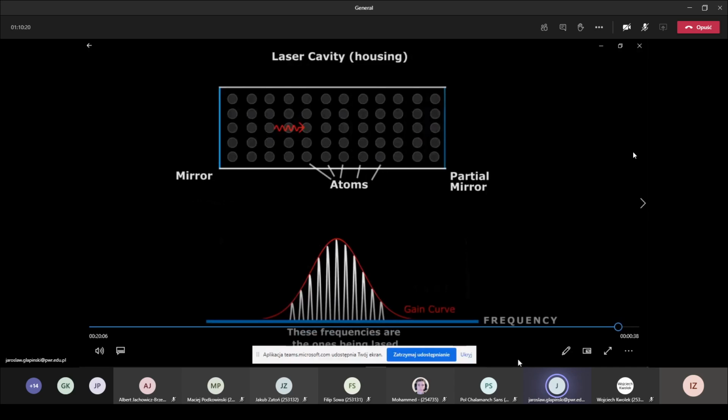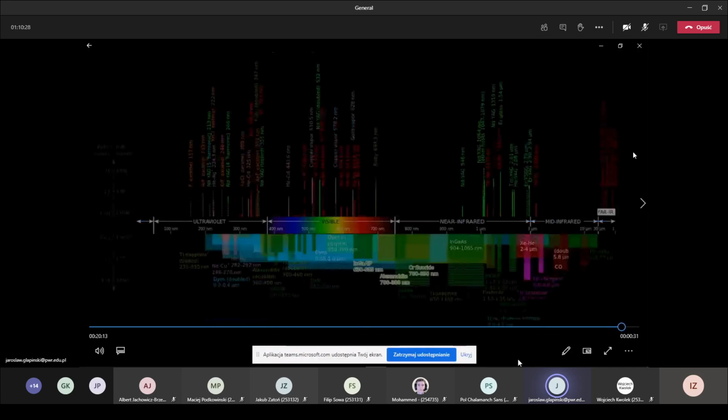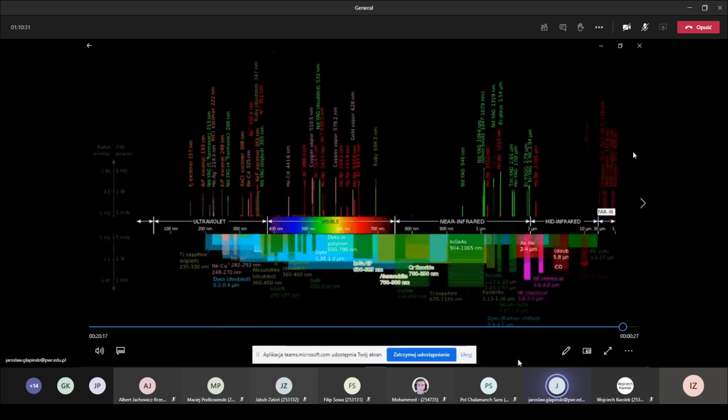The frequencies under the gain curve that have enough intensity to overcome other cavity losses are the ones the laser emits. There are plenty of laser active media these days. Any frequency you wish to lase is pretty much possible. Here is a picture of different laser materials, and the frequency they output. Some are in the gas state, some solid, and it is even possible to use a liquid as a lasing material.